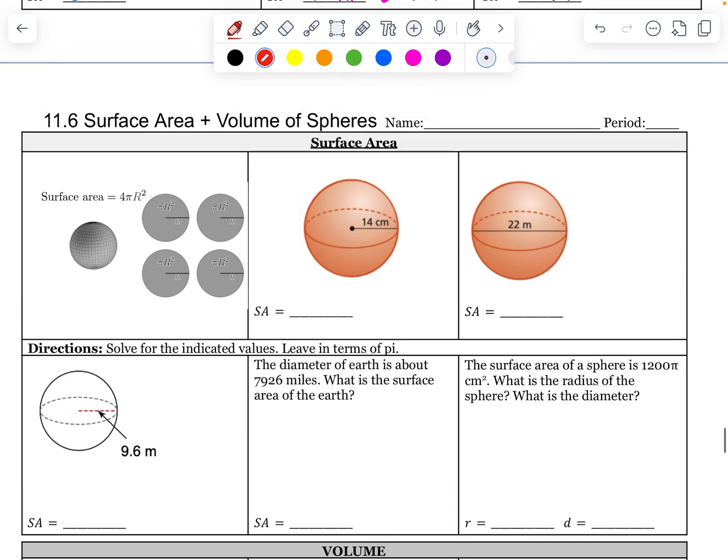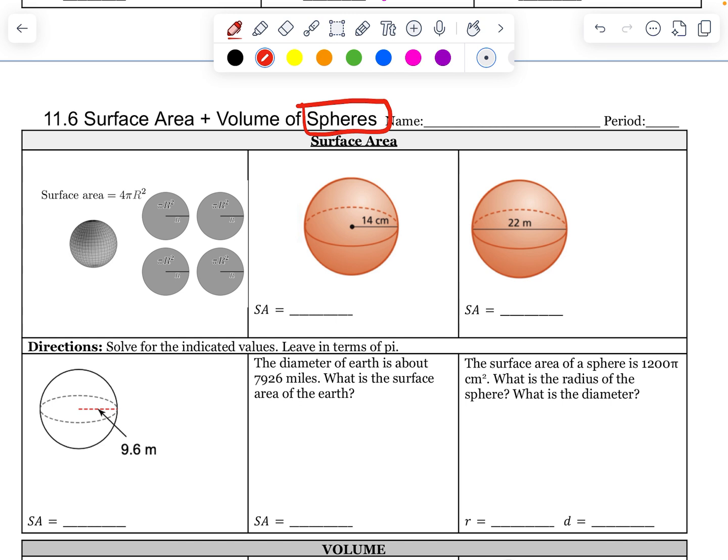Friends, we are going to look at spheres today. A sphere is the mathematical word for a ball, essentially a 3D circle.